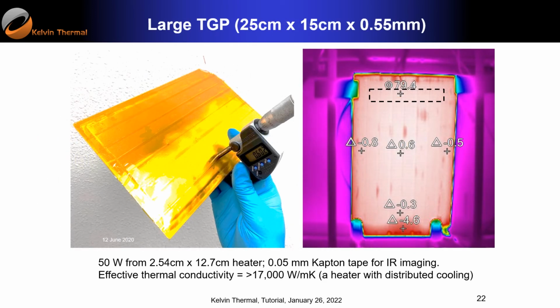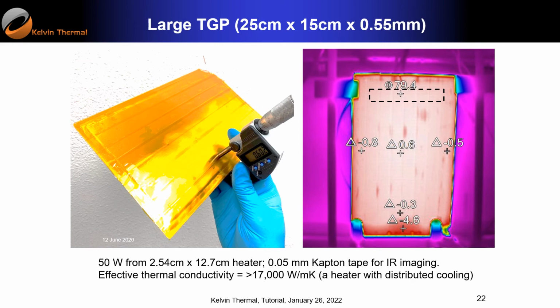So this is another TGP we developed. It's 25 centimeter by 15 centimeter by 0.55 millimeter. And you can see 50 watts we can remove with this size. So the effective thermal conductivity is 17,000. Again, I give you this number because I have to give you something so you can appreciate it. But this number is dependent on the heater and the cooling.